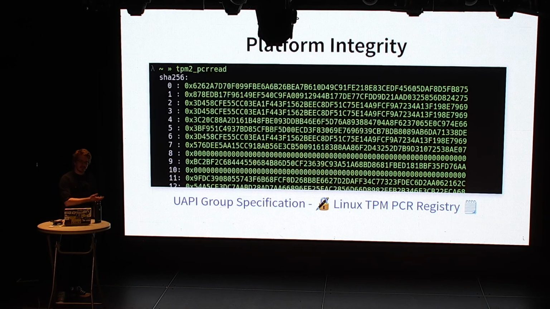So the way the platform integrity thing works is that you have these platform configuration registers. There are 24 of them, and they are some part of the boot chain, which is hashed and stored as part of the TPM. These do a lot of things. 1 to 7 is usually the platform registers, a part of the boot chain, and the rest of them is sort of the application or the runtime part of it. For the Linux part of this, there's the UAPI group specification that details which register is used for what, and you can use this to create either policies or lock keys towards the TPM.